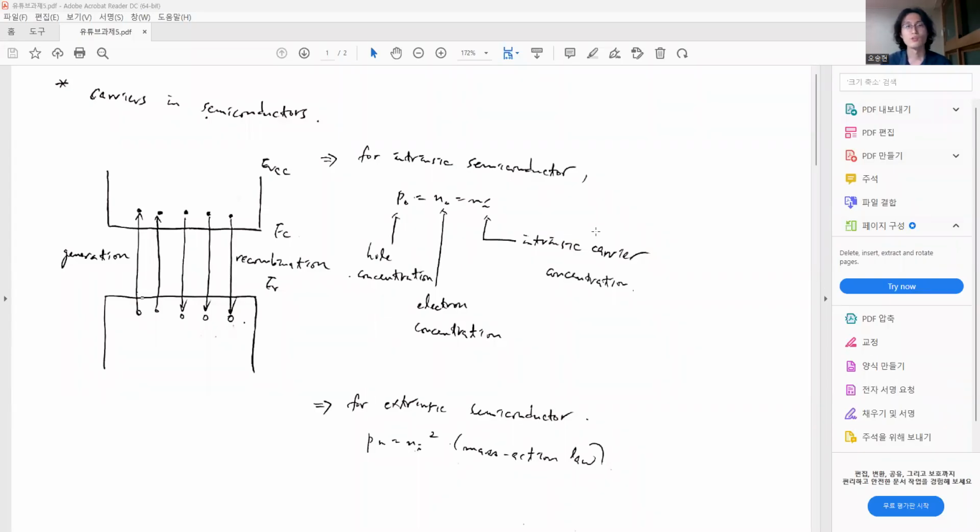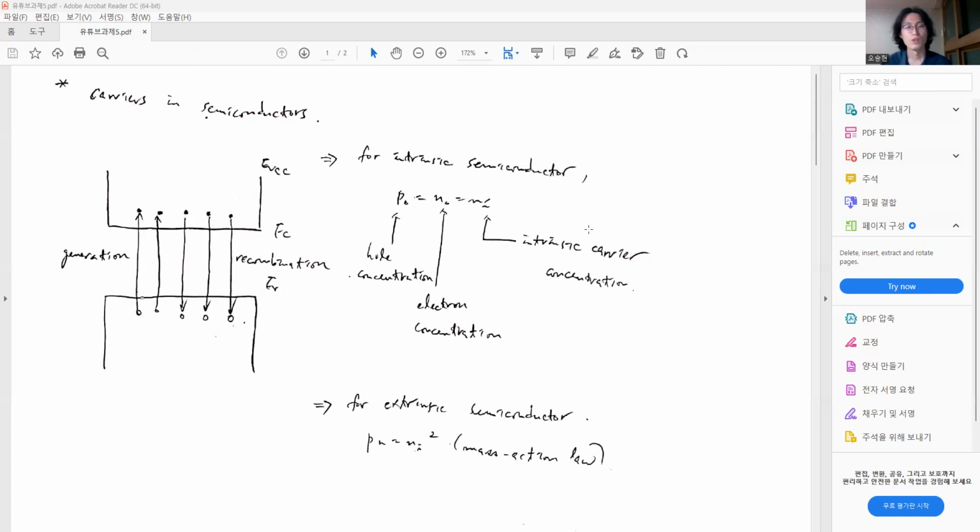In this section, I will explain about the carriers in semiconductors first. In semiconductors, as I said before, there is a band-shaped structure, which means the conduction band upper and the valence band lower. And here, when the electron in the valence band goes up to the conduction band, this process is called generation, which means that the electron left the hole.